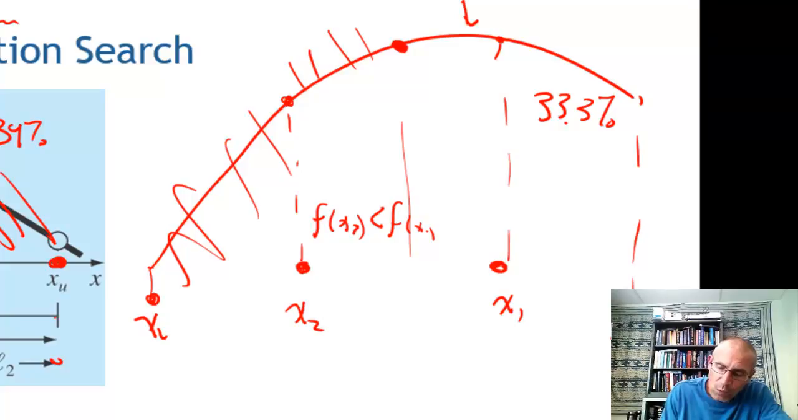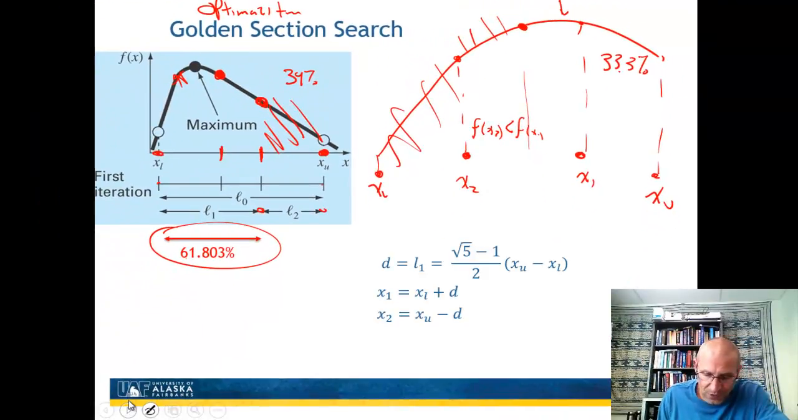All right. Now, what would be this particular value? How do I determine this 61.803%? This is actually what the function is. This is from the textbook. They use the symbol D. The symbol D is just this value of L1 that I indicate right over here: square root of 5 minus 1 over 2 times that distance. And so this number right over here is the 61.803%, and that's what's known as the golden ratio. And this is why this is called the golden section search.